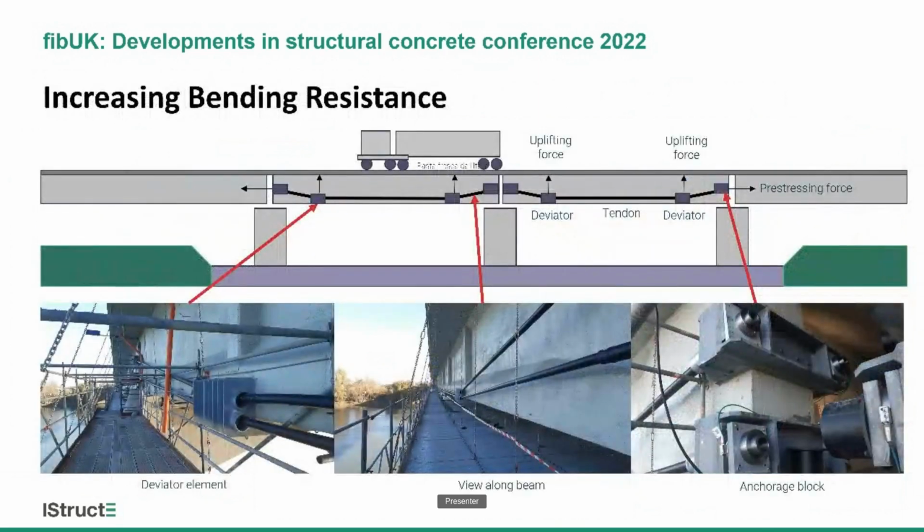The concept that was designed was using external tendons, to have an additional bending resistance by deviated external tendons. You see the drawing on the top and some photos of how it looked on the job site. The deviators were installed first, connected to the superstructure, and then the tendons, in this case prefabricated tendons, were pulled in and stressed to improve this.